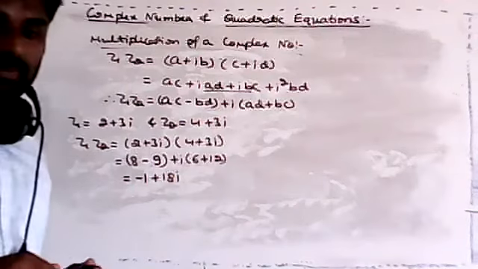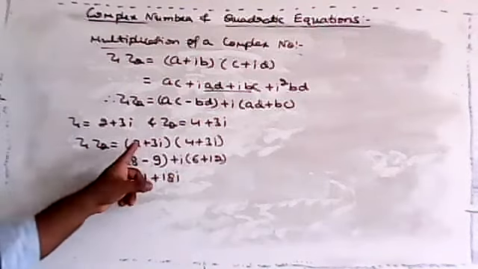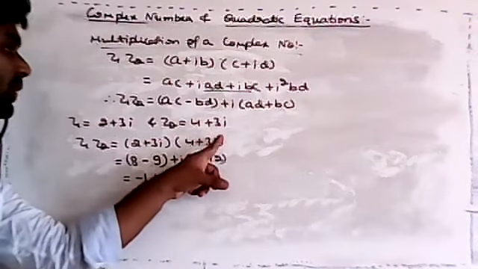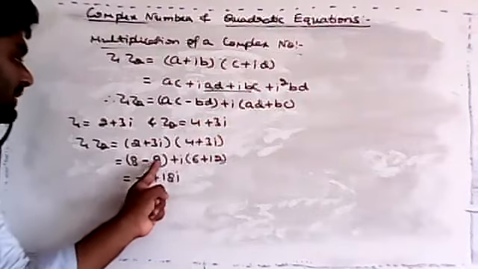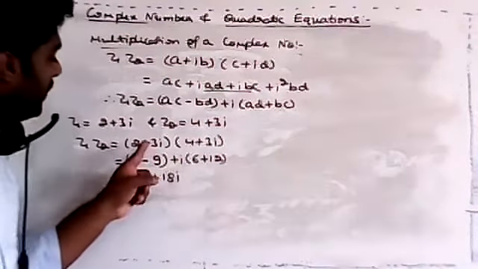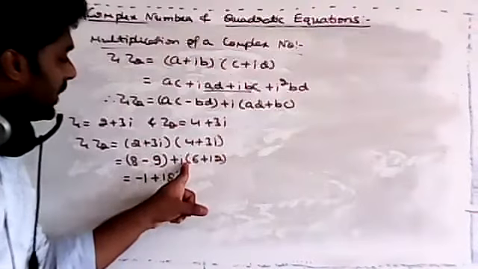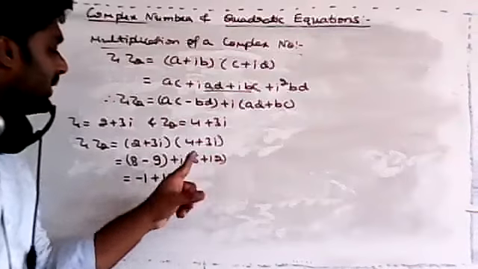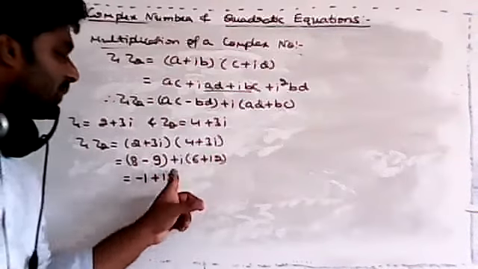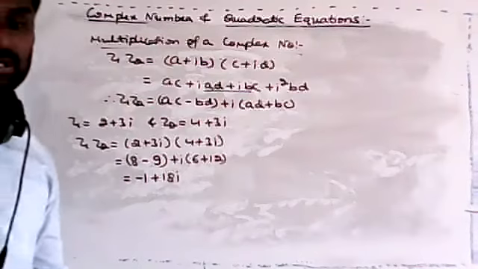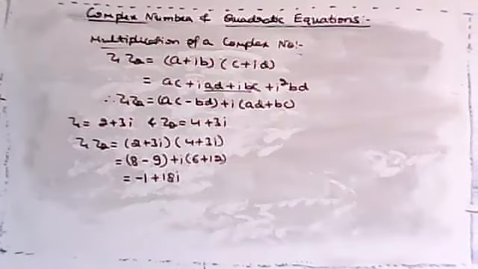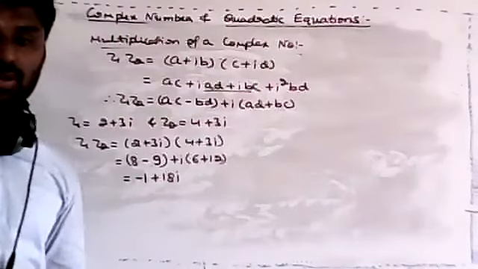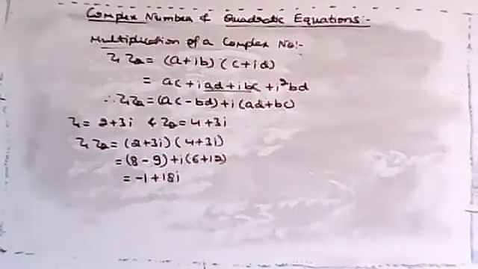Clear this one? Any doubt on this one? See, I have taken this one. 2 4s are 8. Then 3i into 3i is what? 3 square i square. 3 square is 9, i square is minus, so minus 9. Plus imaginary part we are taking common. 2 into 3i is what? 6i. So i outside 6, remaining 3i plus 4 is 12i. i outside 12. So 8 minus 9 is minus 1, 6 plus 12 is 18i. Any doubt on this one? Okay, and similarly tomorrow we will solve the properties of multiplication of complex numbers. Okay, any doubt on this one?